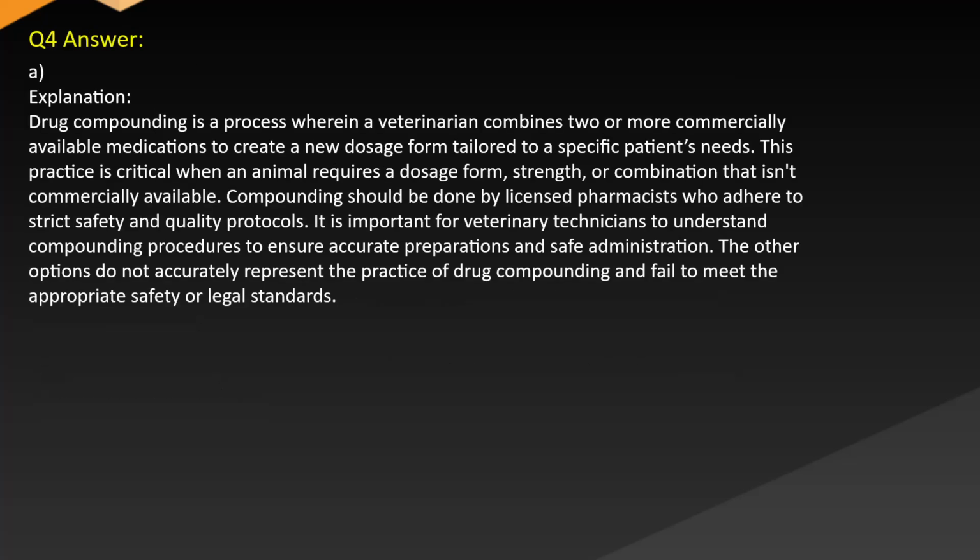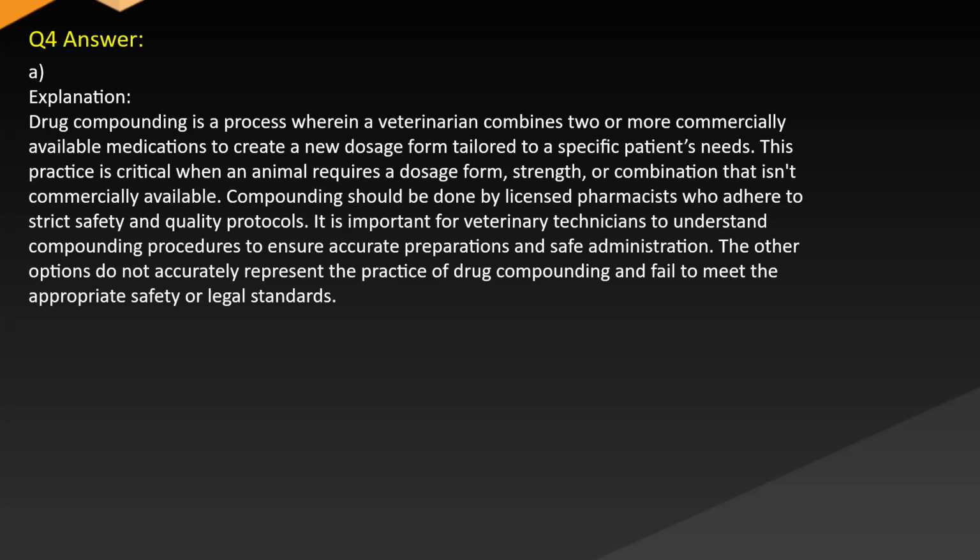Answer A. Explanation. Drug compounding is a process wherein a veterinarian combines two or more commercially available medications to create a new dosage form tailored to a specific patient's needs. This practice is critical when an animal requires a dosage form, strength, or combination that isn't commercially available. Compounding should be done by licensed pharmacists who adhere to strict safety and quality protocols.